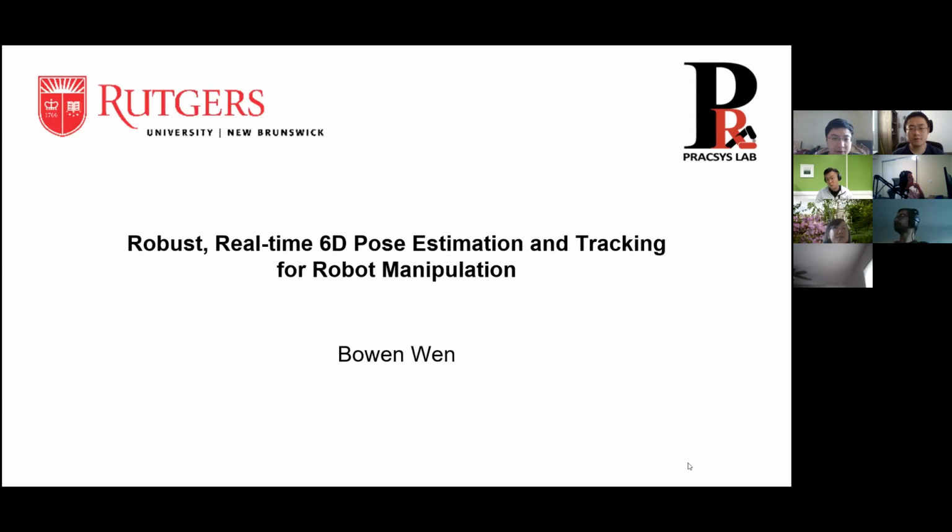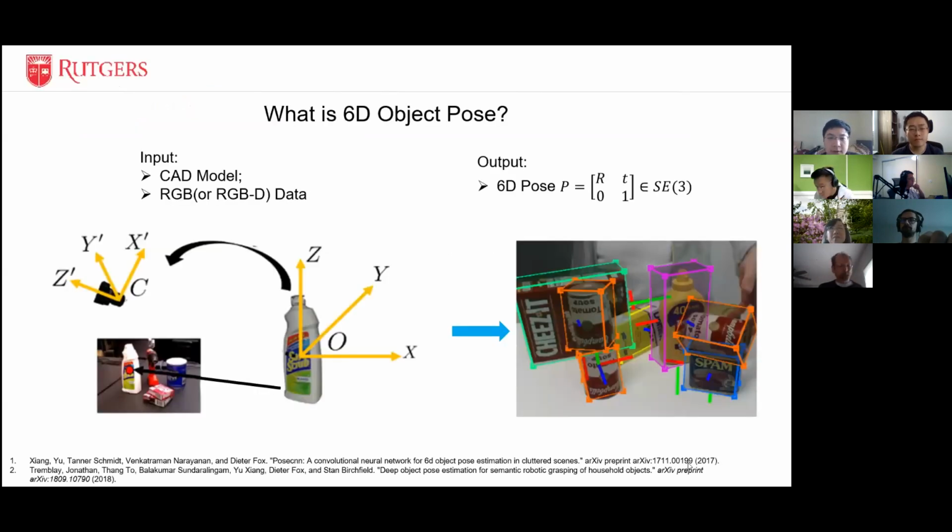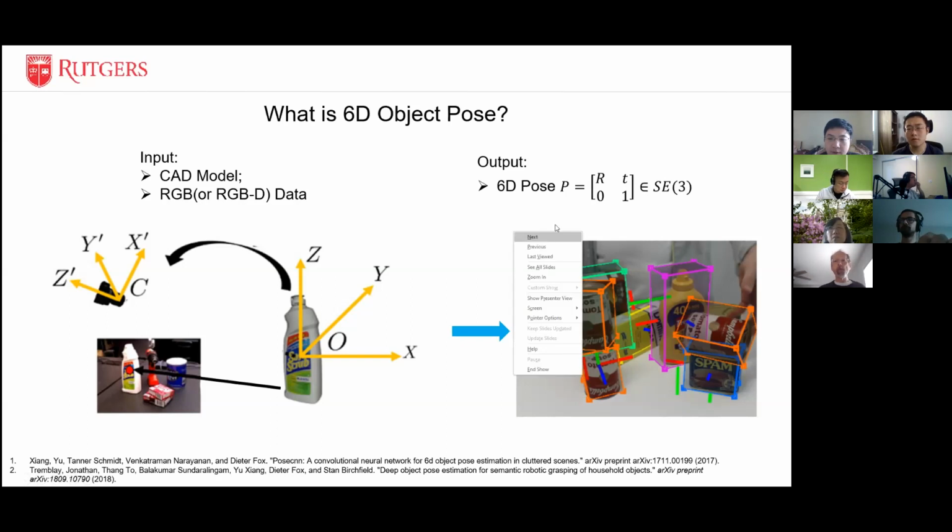Hello, everyone. I'm Bowen. Today, I'm going to talk about robust real-time 6D pose estimation and tracking for robotic manipulation. First, let's look at what the 6D object pose is. Suppose we have the CAD model of the target object, and also the RGB or RGB-D data captured by the camera. We want to find the transformation that brings the object's local coordinate frame into the camera's frame. This transformation is denoted as the 6D pose P, which includes the rotation and the translation term. This pose is in SE(3) space.